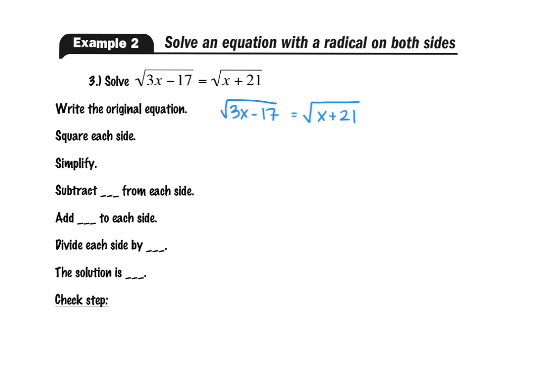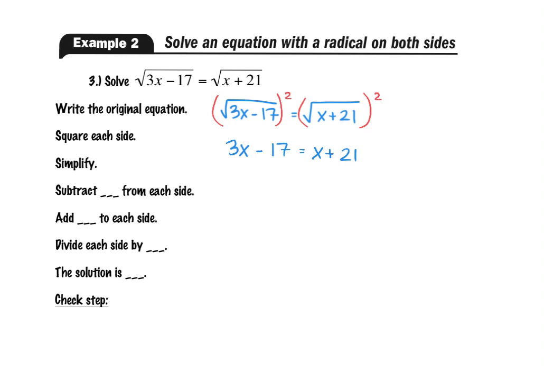And so the way I'm going to do that is by squaring both sides. Because again, whatever I do to one side, if I do it to the other, it will stay equal. So then this would just be 3x minus 17 equals x plus 21. By squaring it, we got rid of the radical sign on each side.